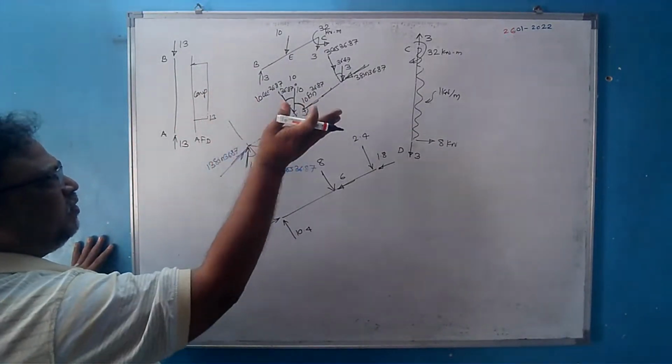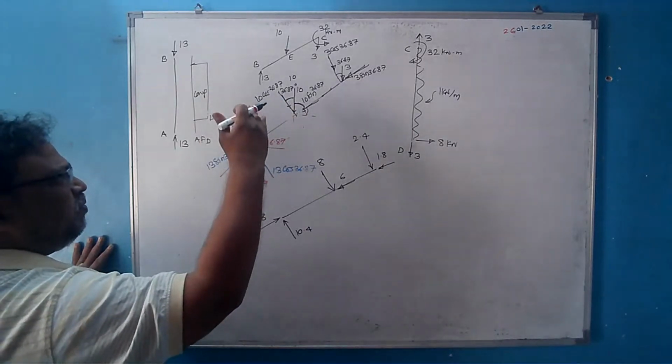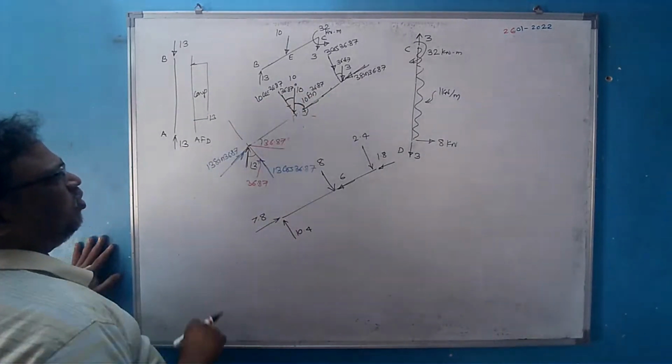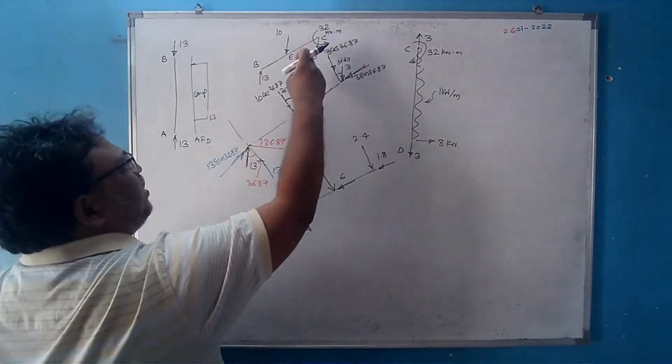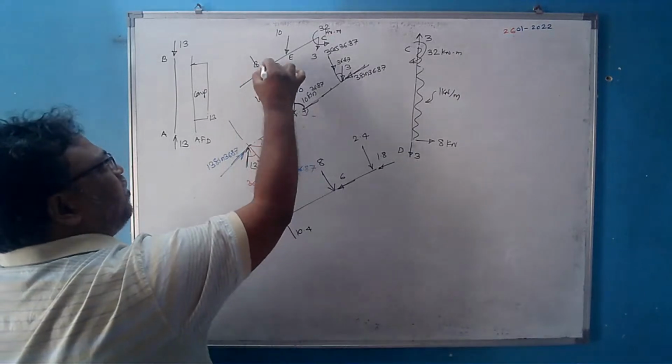If there is any inclined member, and any force is not acting along and perpendicular to the member, those forces we need to resolve. Like this 13 kilonewton: this is the member, this is the axis of the member, so we need to resolve this force along and perpendicular.